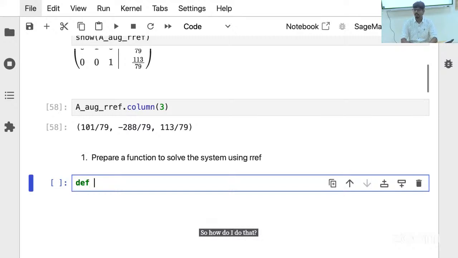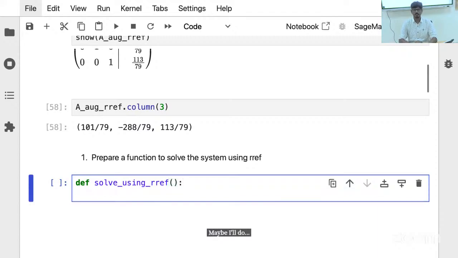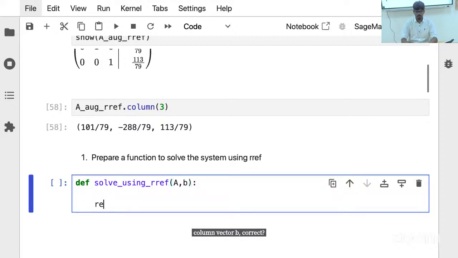Define the function name. The function name is, maybe I'll do a very explicit function name, solve using RREF. Now, what are the inputs? The inputs are supposed to be the matrix, the coefficient matrix A, and the column vector B, correct? And what should it return? It should return the solution. Let me call it SOLN.